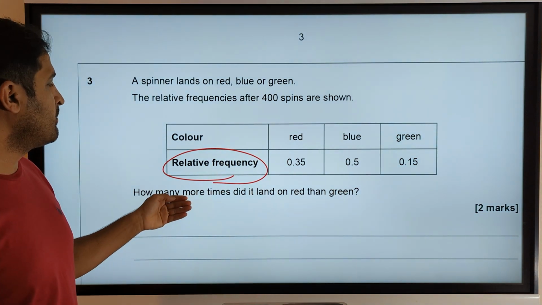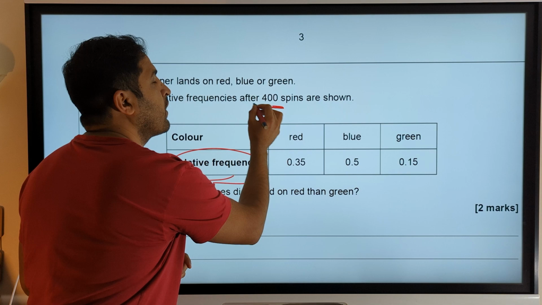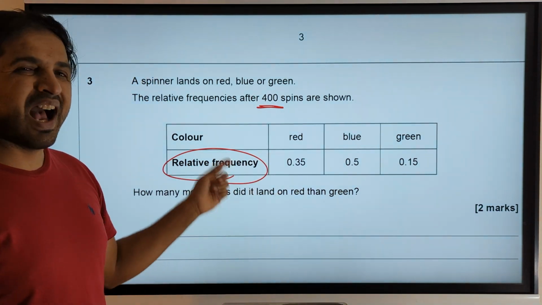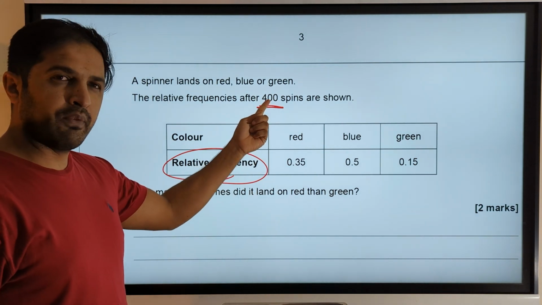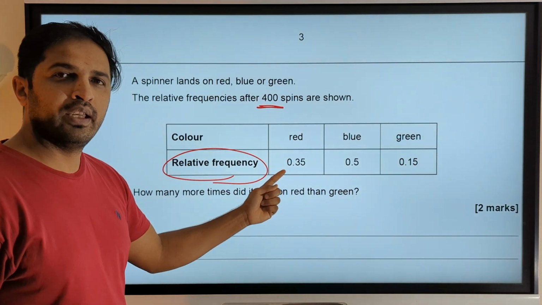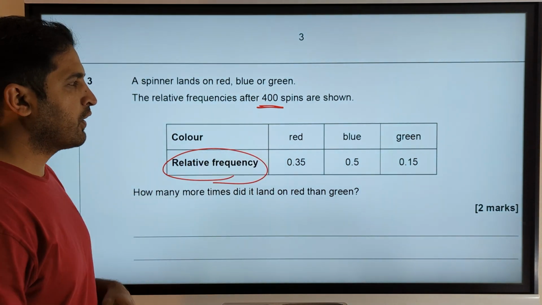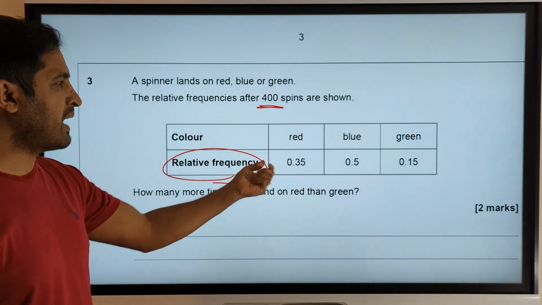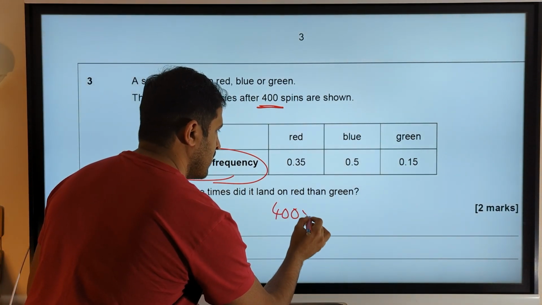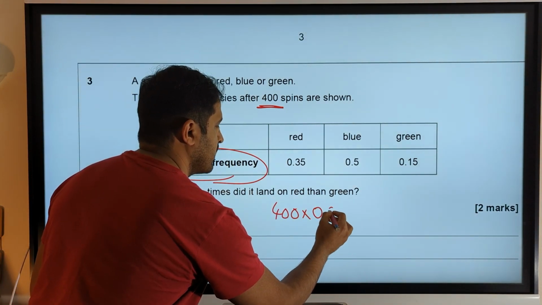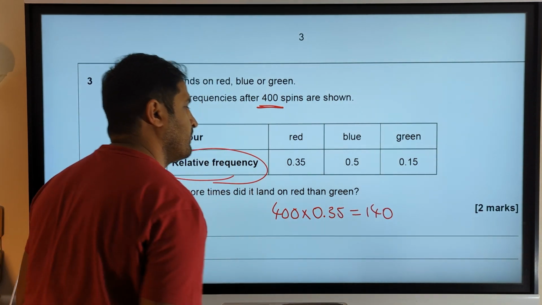Okay. So how many more times did it land on red than green? But we're spinning it 400 times. So if I want to work out how many times it actually landed on each one of those colors, I need to multiply 400 by the probability. So that's the expected value as well, you can call it. So the expected value of red, or how many times it landed on the red, was 400 times 0.35. And that would give me 140.